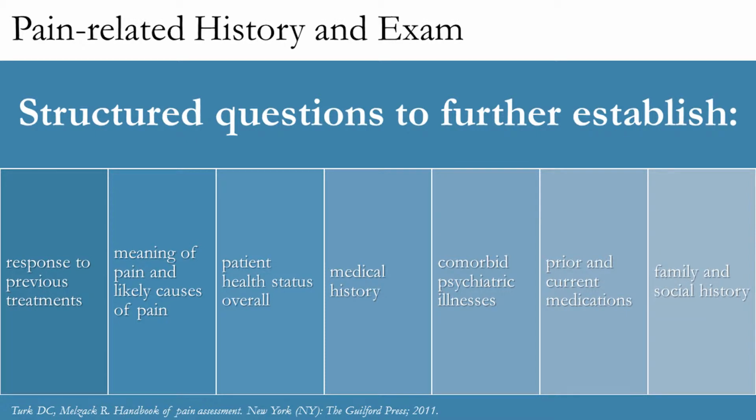It's also really critical to assess patient health status overall, because clearly someone who is dealing with other chronic illnesses will be less able to cope with the pain than would someone who might otherwise be in robust health. So that leads to a general medical history. Additionally, it's really important to assess for any co-occurring comorbid psychiatric illnesses. What were their prior and certainly current medications, which would include both over-the-counter and any alternative medications that patients might be choosing for themselves. It's also important to look at the family and social history as it may have relevance to the context of the pain.